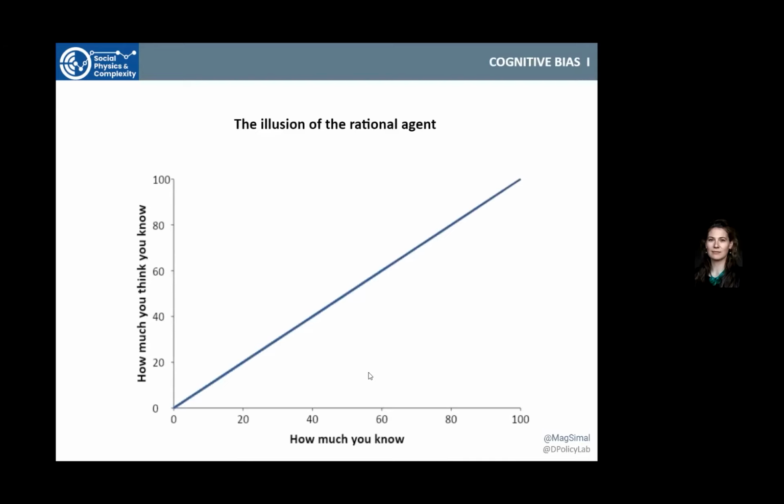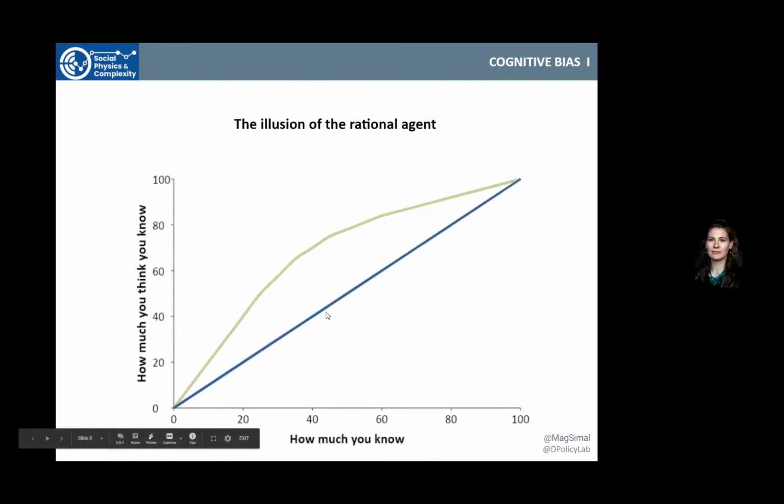Going back to this linear relationship, but in a somewhat different context, the idea is that how much you know should be linearly correlated with how much you think you know. So if you know a lot, you accordingly have a lot of confidence. And if you know very, very little or nothing, you have no confidence. But what if in reality, it's not like that? What if confidence grows much faster, here in green, than knowledge? Namely, how much we think we know is much higher than what we actually know.